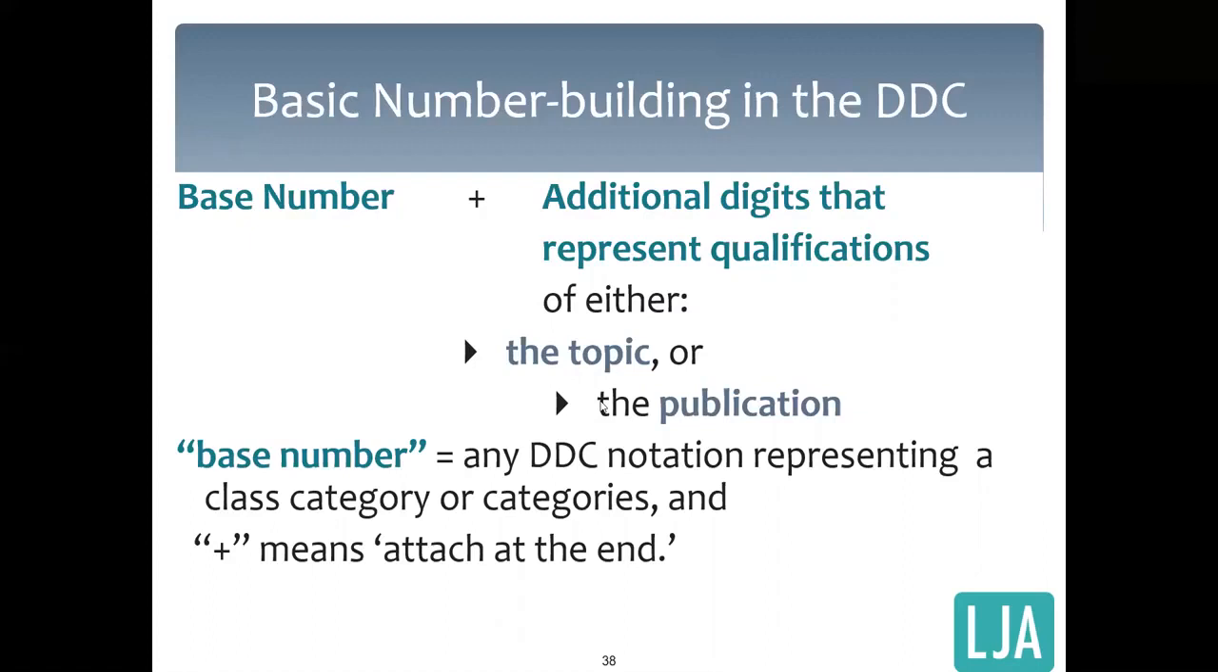So base number, and I've used base number a lot already in talking about class, is any notation representing the class category or categories. And then when you see plus, that means attached to the end. When you look at how that subdivision falls into it, it is attached at the end, so that would be what goes to the right.